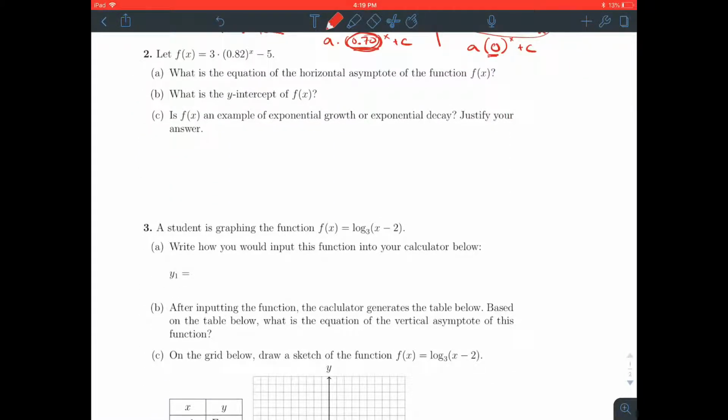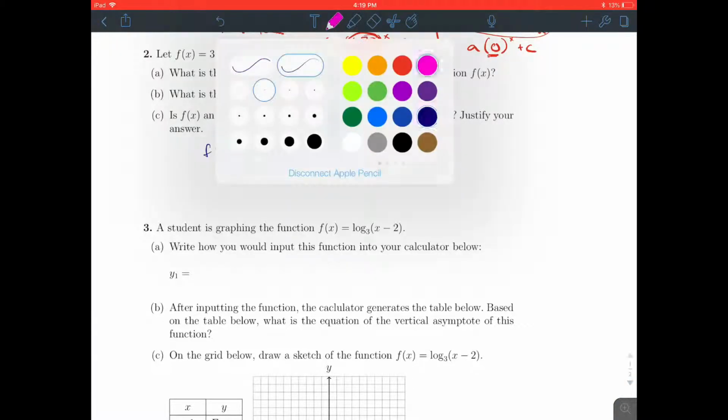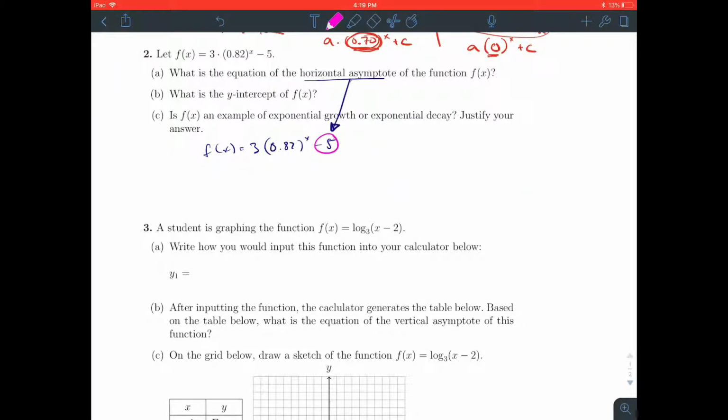All right, let f of x equal this. What is the equation of the horizontal asymptote? We've been playing around with exponential equations like this for a while, and one thing we observed was that the horizontal asymptote is always the final value in the formula. So our horizontal asymptote is y equals -5. If we were to draw a little sketch of our function here, y equals -5. I think this is the first time we've had a negative value for the y-asymptote, but I wanted you to see that before maybe seeing it on a Regents or test.